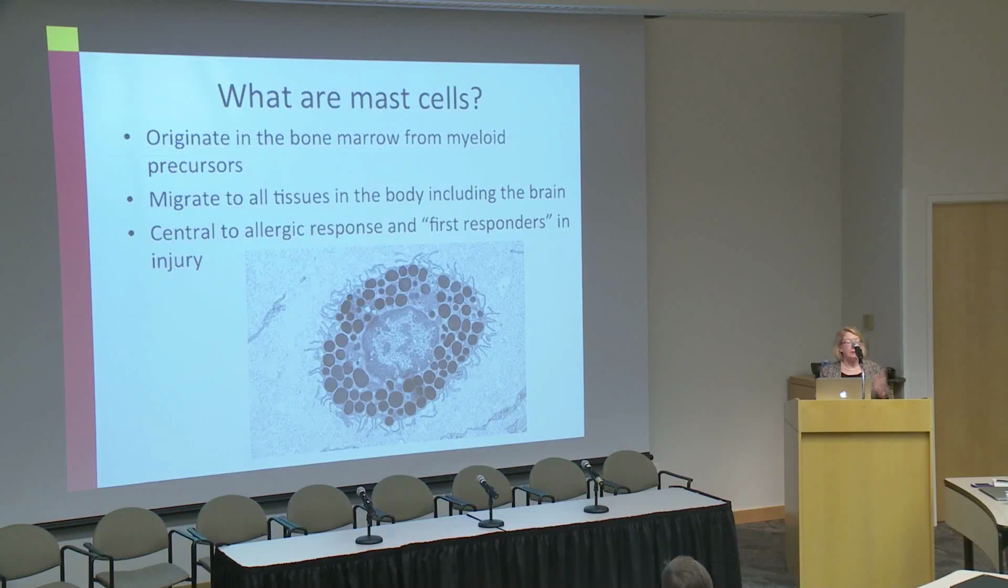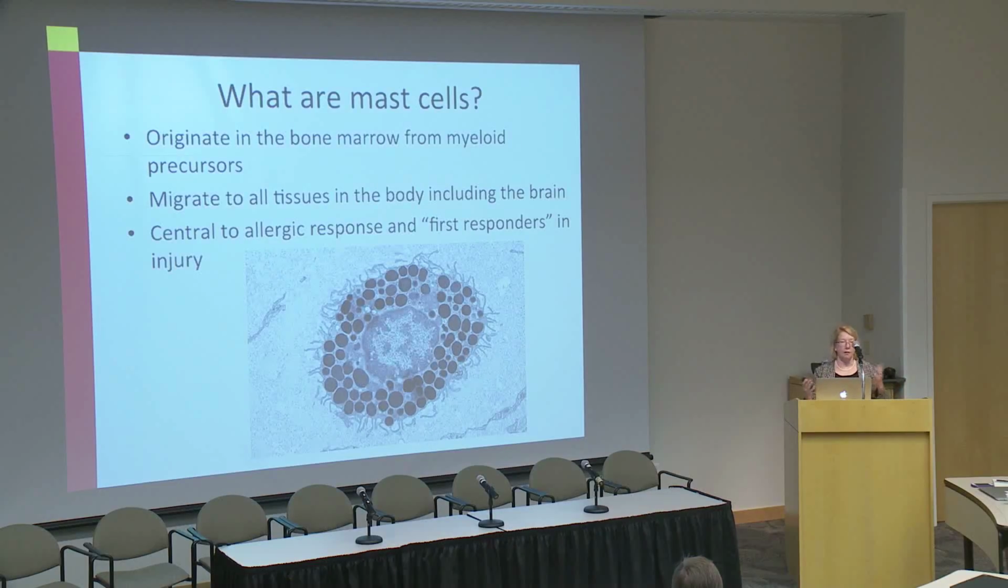So what are mast cells? As you all know, these are also non-neuronal cells. They are actually myeloid precursors from the bone marrow. They are found in every tissue throughout the body, including the brain. There's a resident population in the brain, but they also traffic in and out of the brain following injury, and they are central to allergic responses and first responders in injury. So they're both what give you a runny nose and what induce anaphylactic shock, right? And they cause rashes and they can kill you.